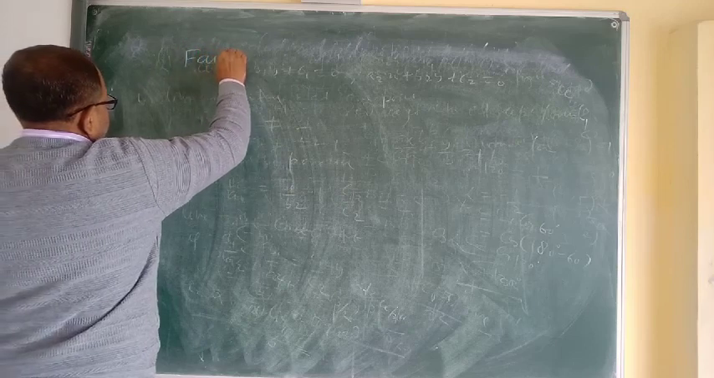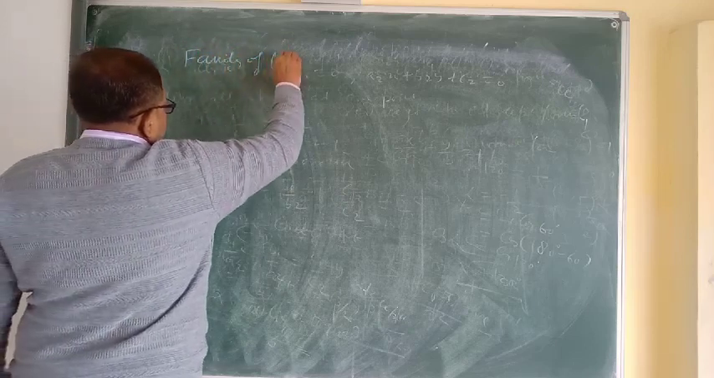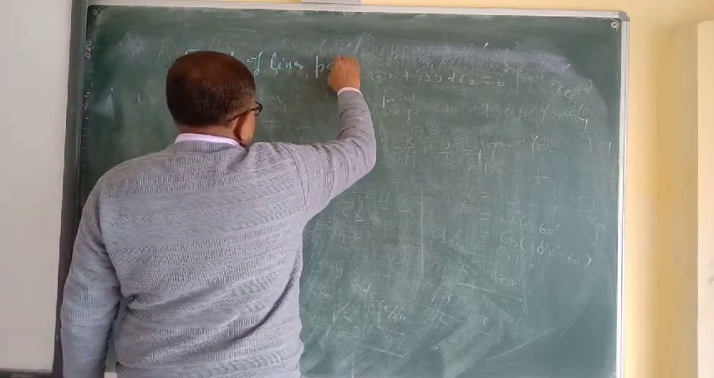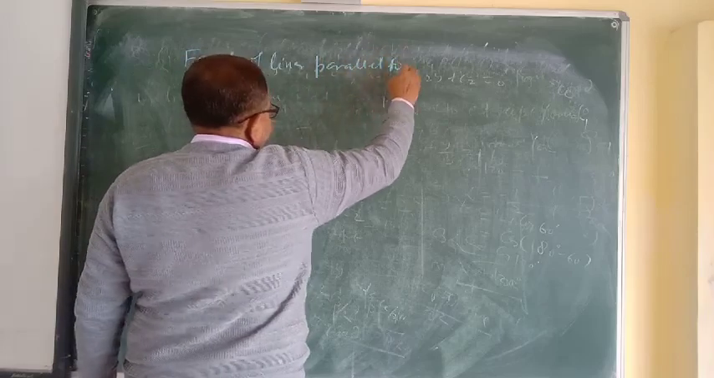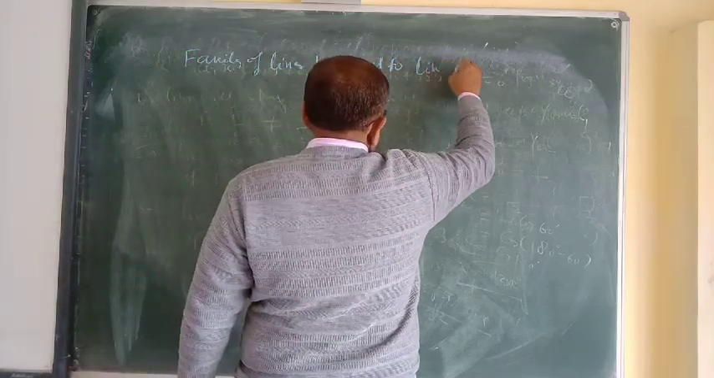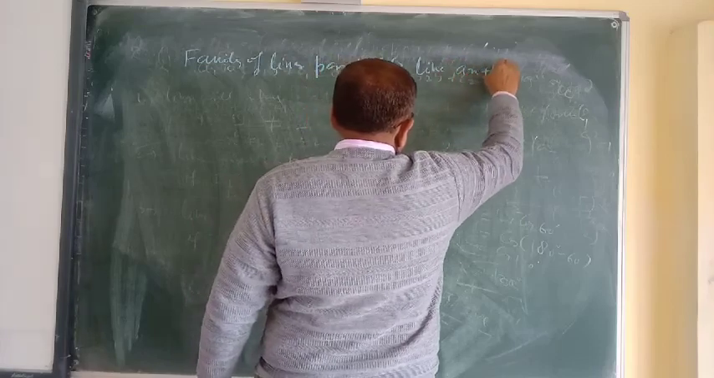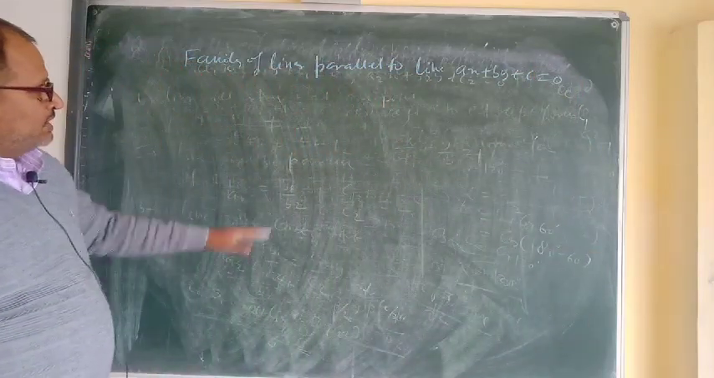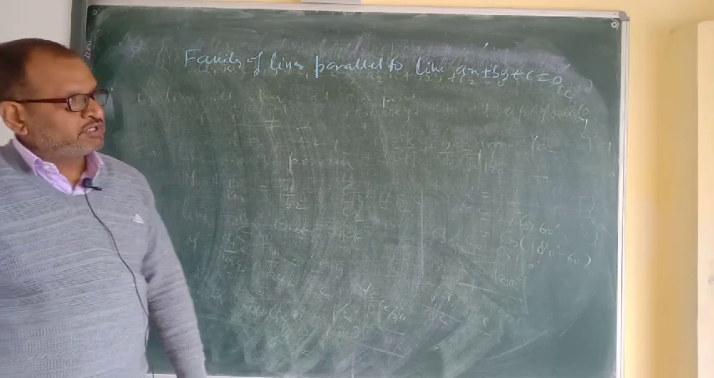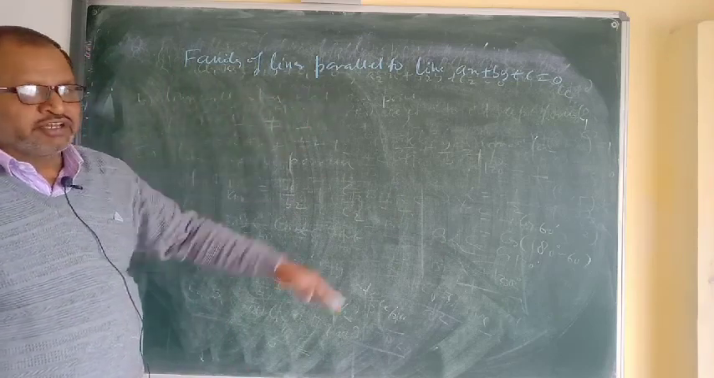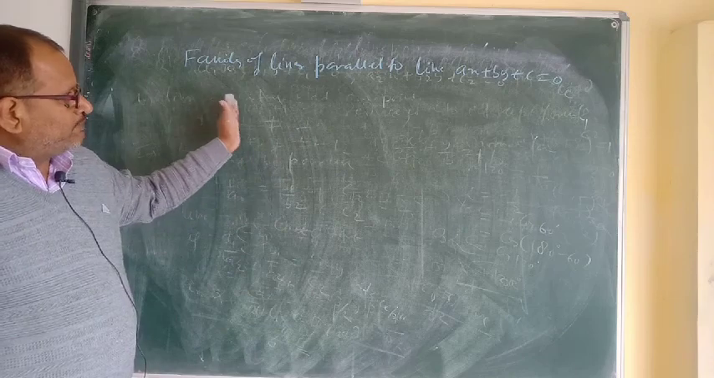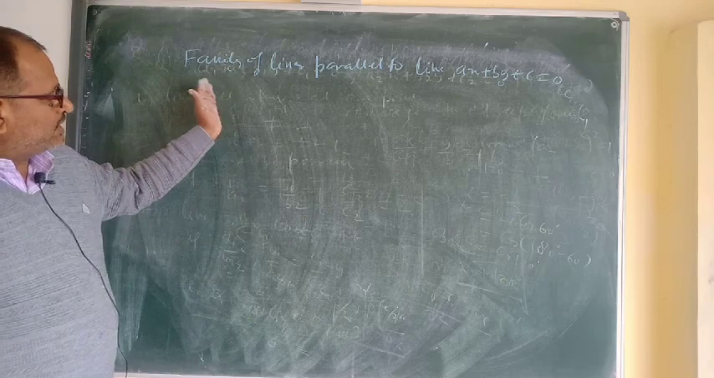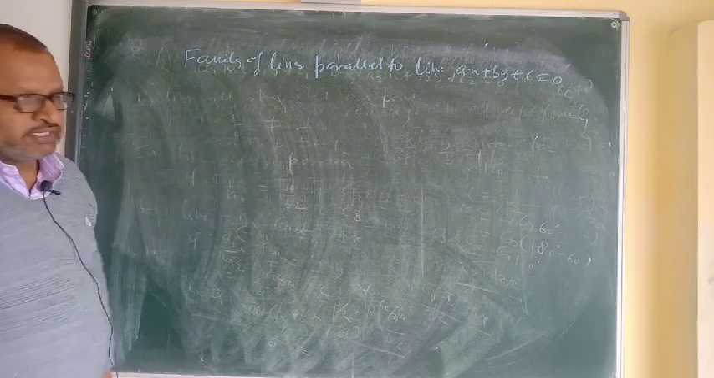See, family of lines parallel to line ax plus by plus c is equal to 0. If any line ax plus by plus c is equal to 0 is there, infinite parallel lines we can draw parallel to the given line. So what are the equations of family of lines parallel to the given line?